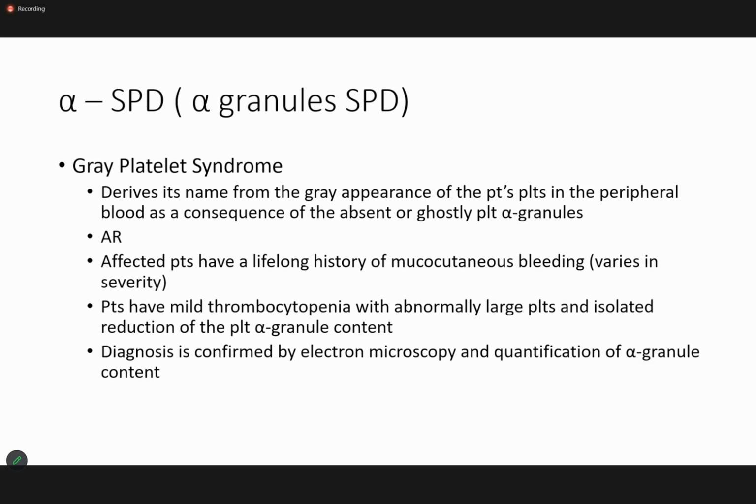Patients can have mild thrombocytopenia with abnormally large platelets and isolated reduction of the platelet alpha granule contents. The diagnosis is confirmed by electron microscopy, which maybe we will discuss later, and by quantification of alpha granule contents.